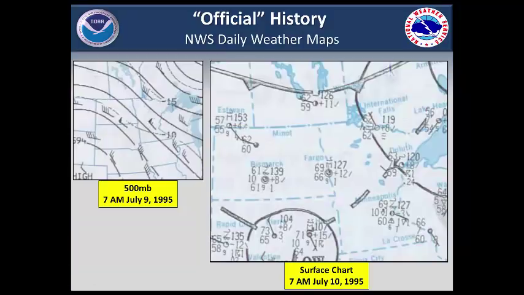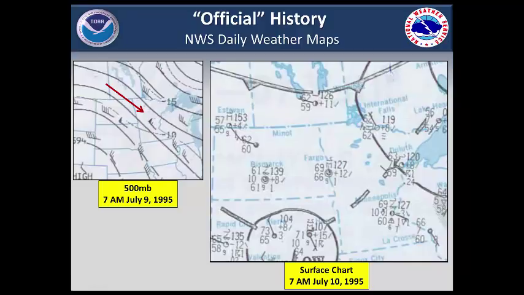Historical weather maps can be found on the Daily Weather Map series. However, this archive only contains information from 7 a.m., so there's no information from the other 23 hours in a day. The smaller image on the left shows the 7 a.m. July 9th 500 millibar chart, and for all you weather geeks out there, this chart does show northwest flow aloft.